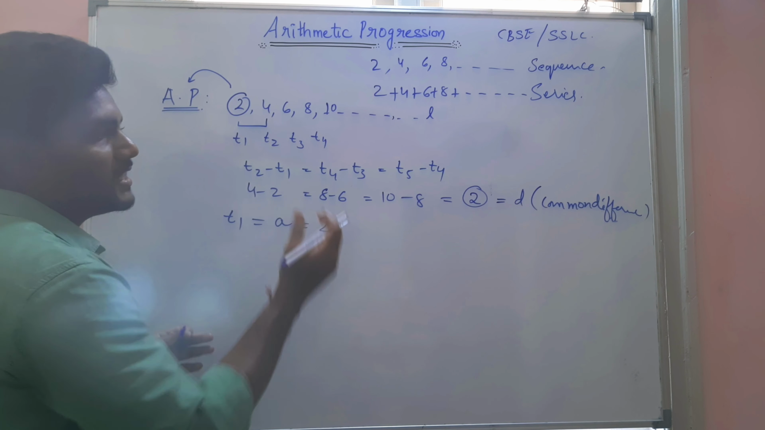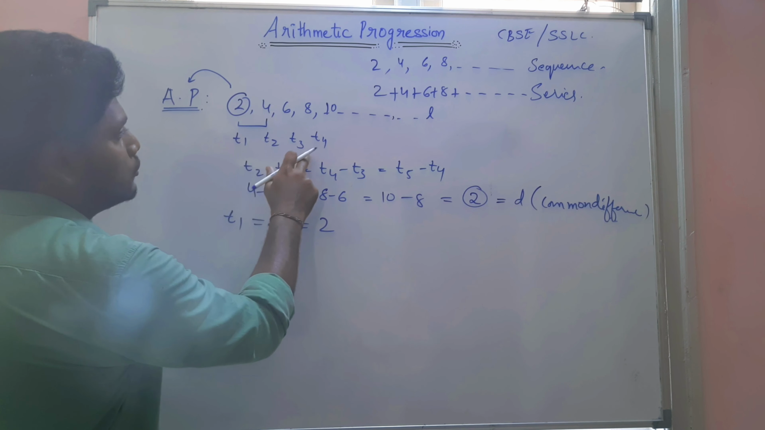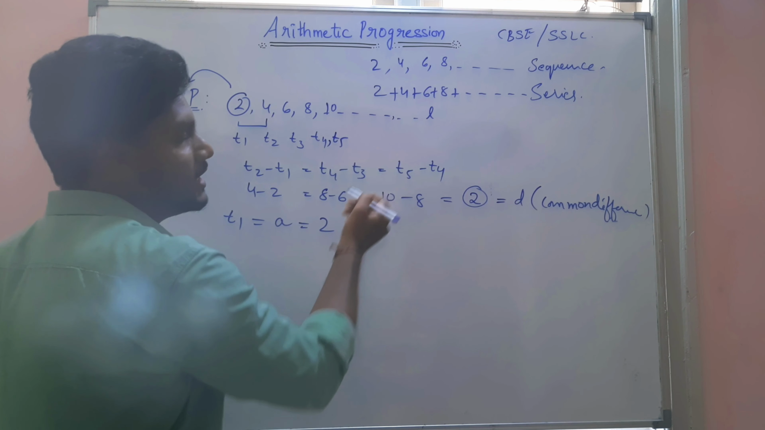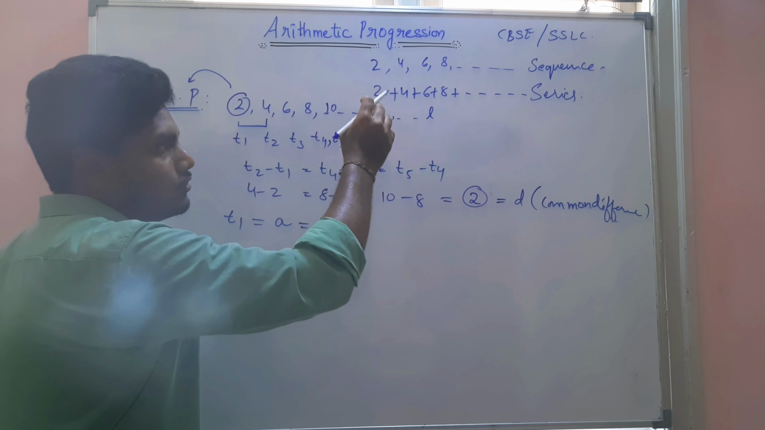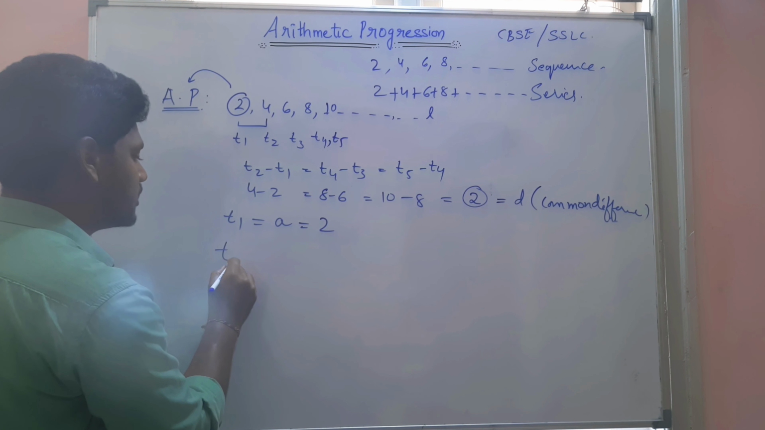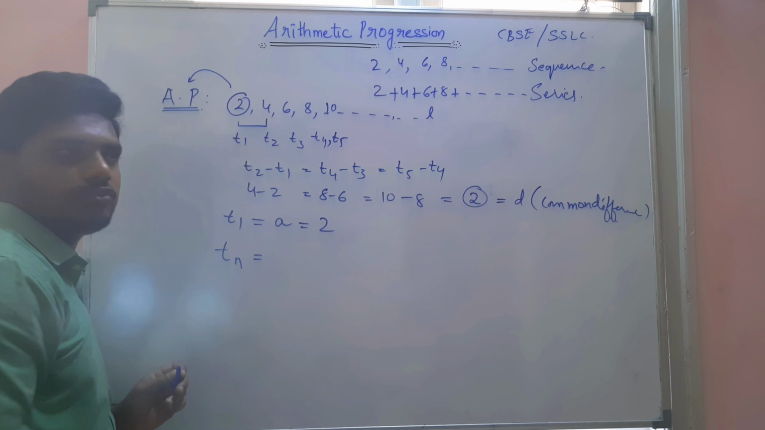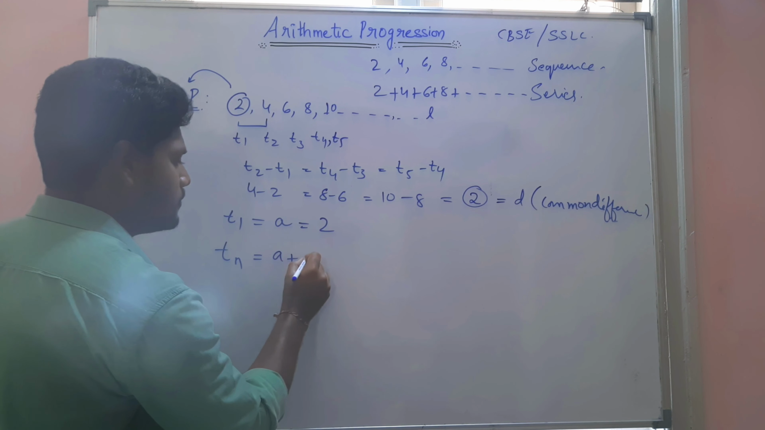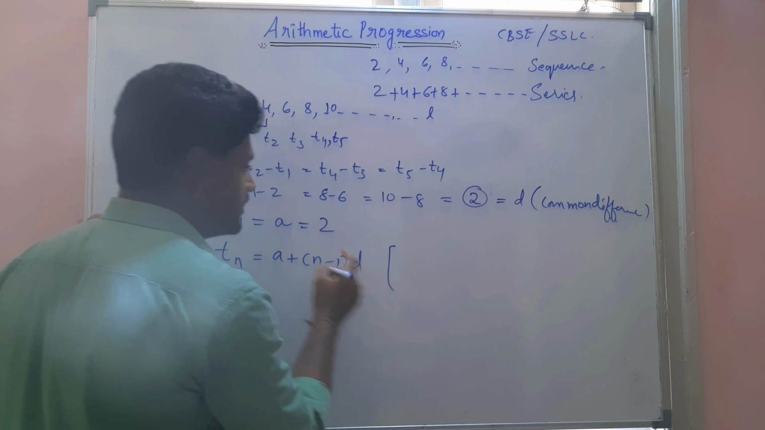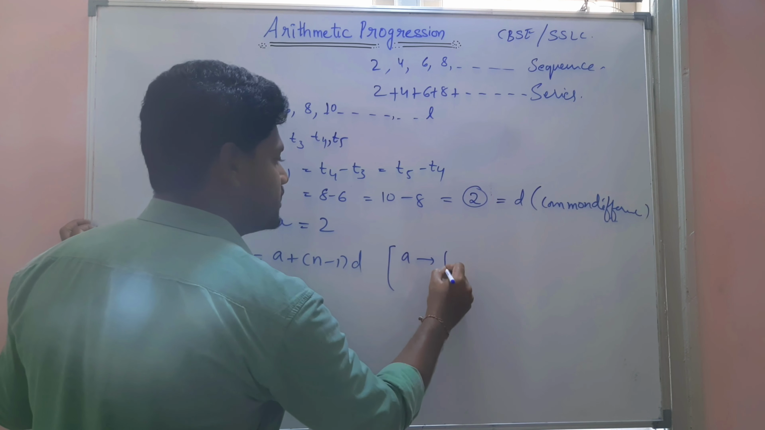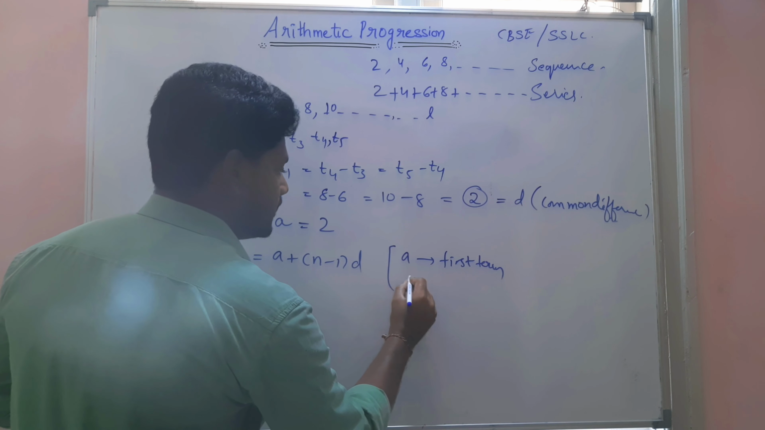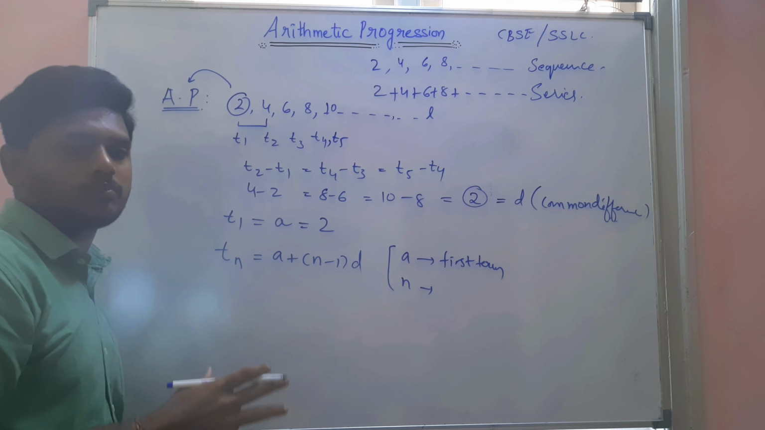Now how to find some particular term? Only T1, T2, T3, T4 up to T5 are given. Now how to find some particular nth term, like the 20th term or the 30th term? Similarly, how to find the nth term, Tn? For that we have a formula in AP, that is a plus (n minus 1) into d. You know what a and d are here? Already we discussed that a is nothing but the first term, and n is some particular term that we need.